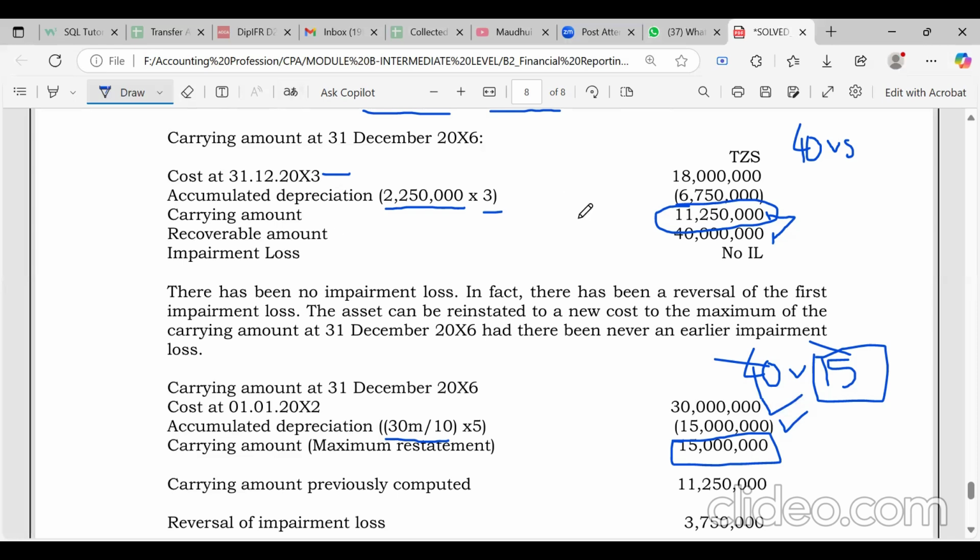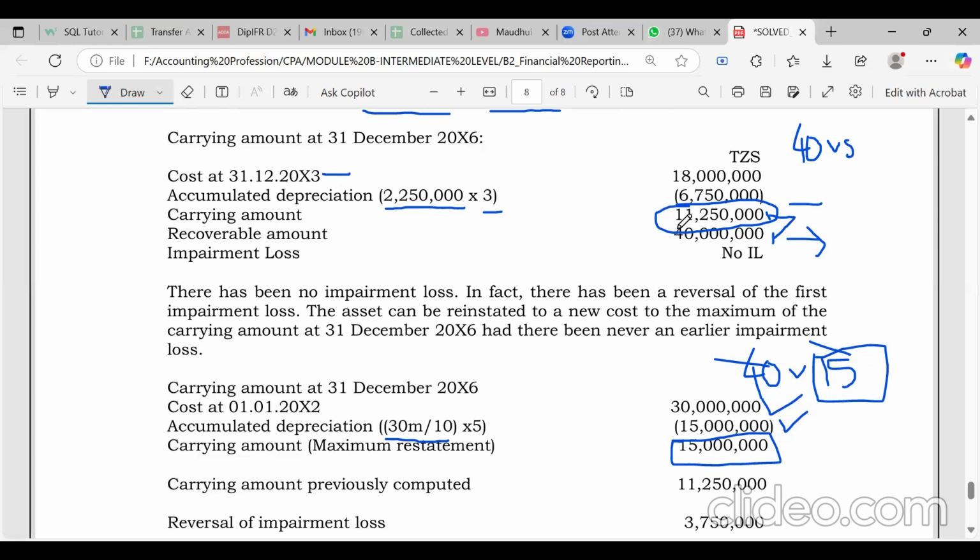And that's why we say, okay, the carrying amount was 11.25 million. Recoverable is 40, but you cannot increase up to 40. You have to increase it, but there is a limit. You should not increase it beyond 15. So in case the 40 million is not beyond 15, you increase it to that amount. In case it exceeds 15, you increase it to 15. It's just simple like that. Just increase this, but not necessarily to 40 million.